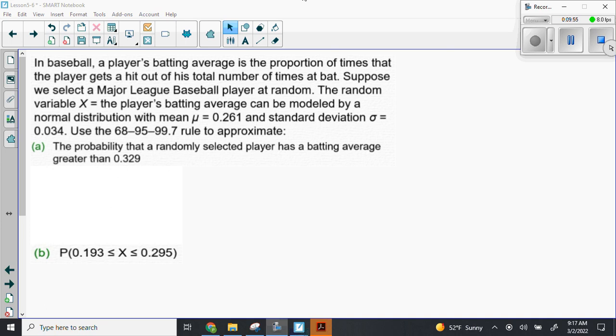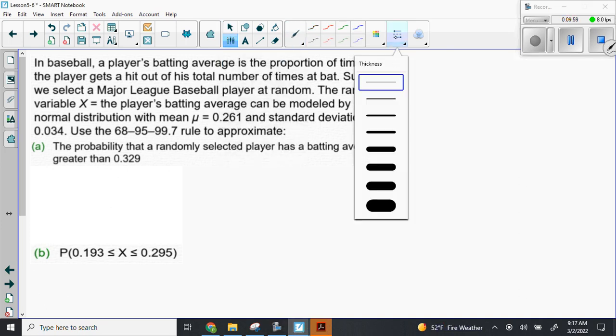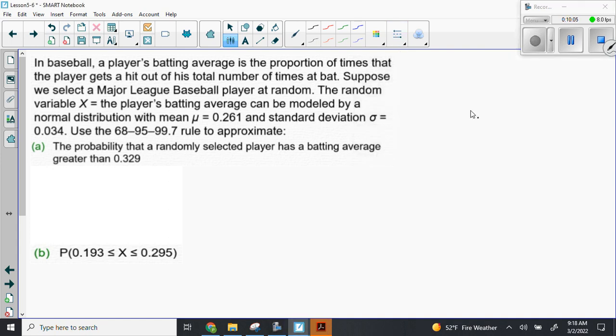All right, so let's do this. First thing I'm going to do is draw the normal distribution here. So I'm going to draw a picture of this. It's normally distributed, and it says that the mean is 0.261.